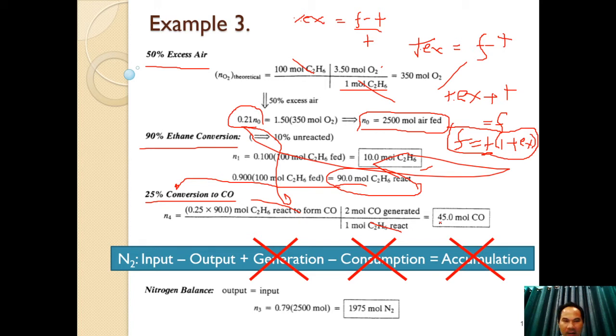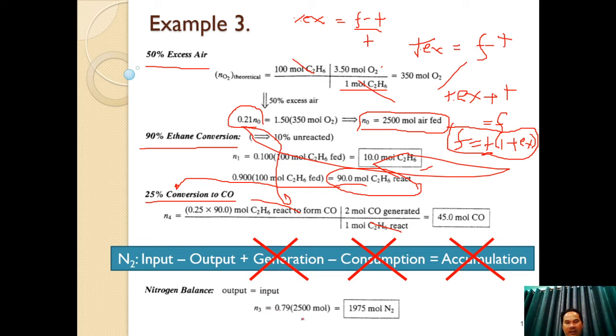Okay. From this three information, you can solve for N0, N1, and N4. Right? And the next step, you have to do the balance, on the nitrogen balance first, because nitrogen is inert. There is no reaction. Okay. Input minus output plus generation minus consumption equals accumulation. For this case, no generation, no consumption, no accumulation, because we have the initial step and final step, or input and output continually. Okay, for nitrogen, input equals output.